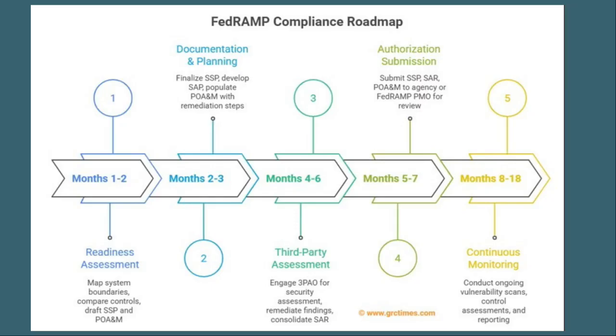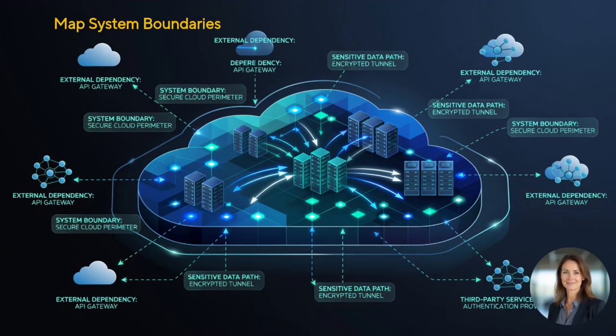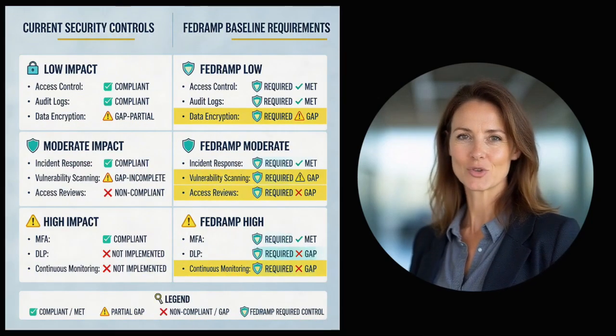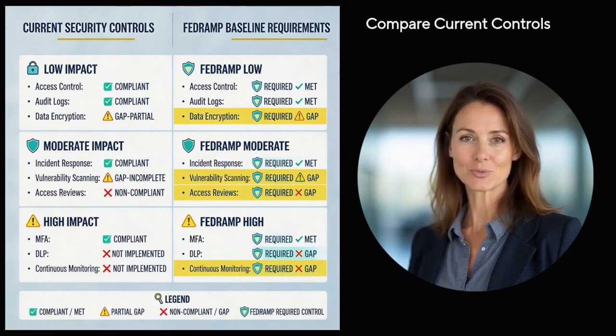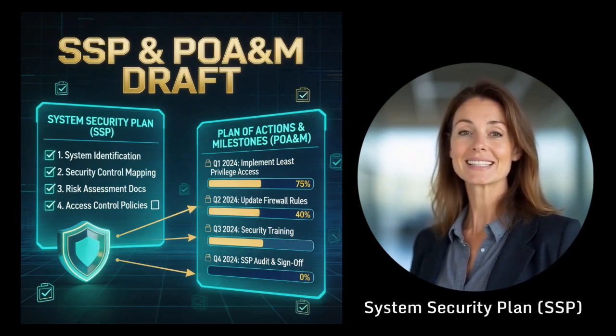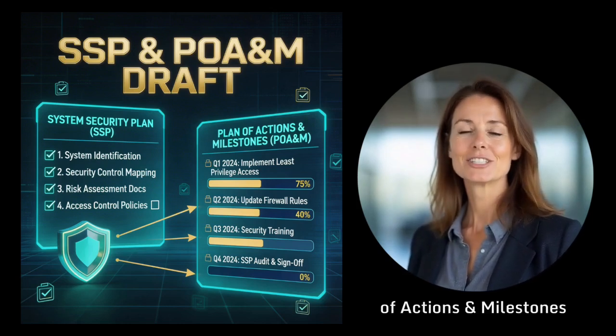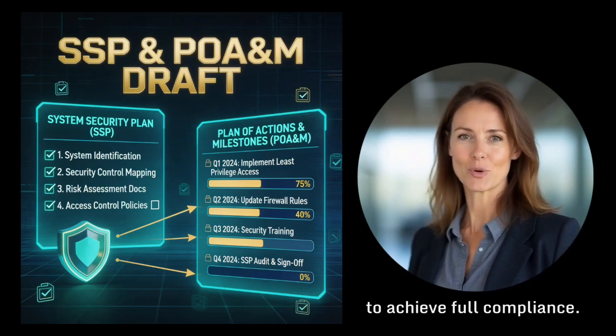Step 1 is the readiness assessment. In the first few months, you start by mapping system boundaries, identifying data flows, and documenting all third-party dependencies to understand where your sensitive data lives. Next, evaluate your existing security controls against your chosen FedRAMP baseline, low, moderate, or high, to identify gaps that need remediation. Finally, draft your initial System Security Plan, SSP, and a high-level Plan of Actions and Milestones, POA&M, to outline steps to achieve full compliance.